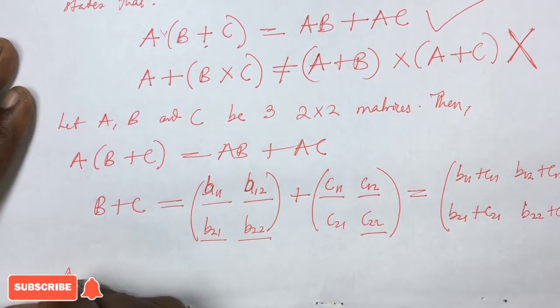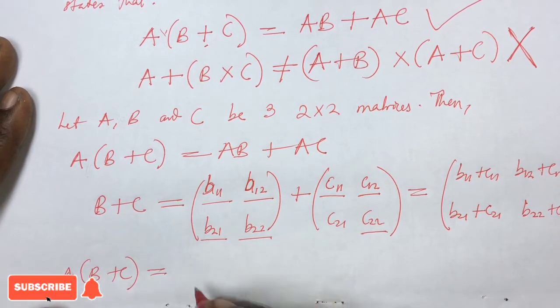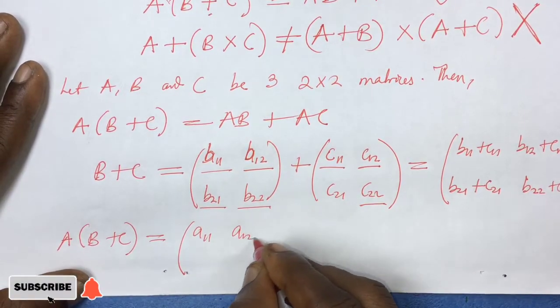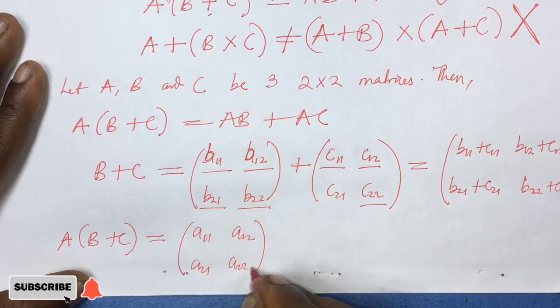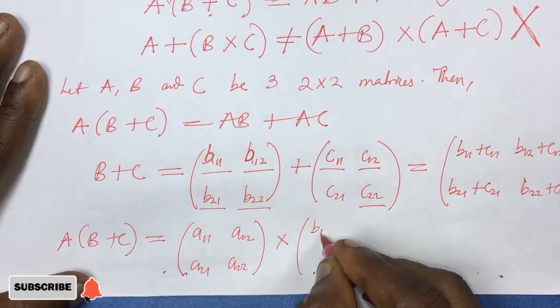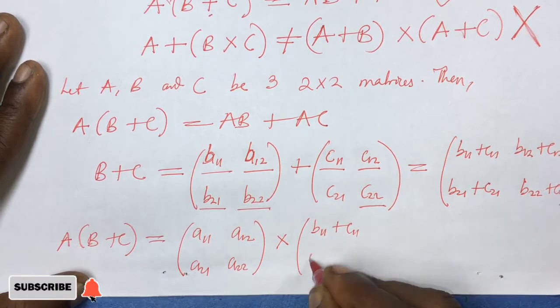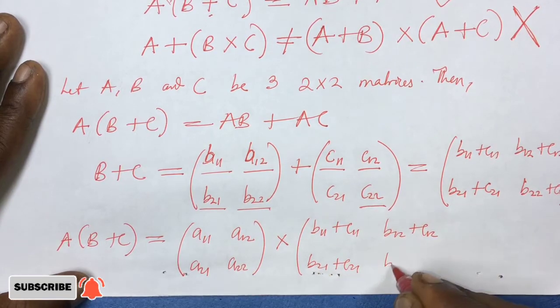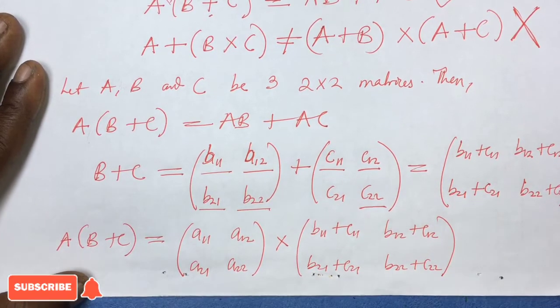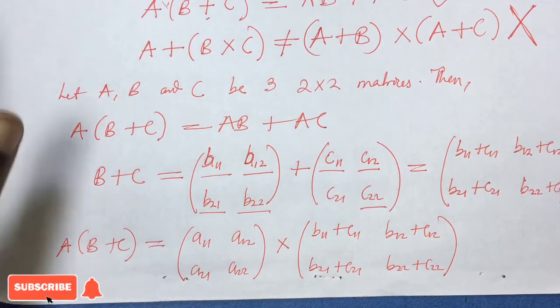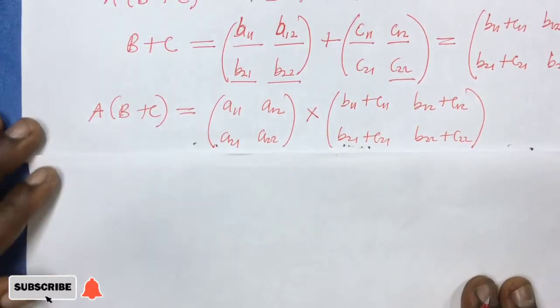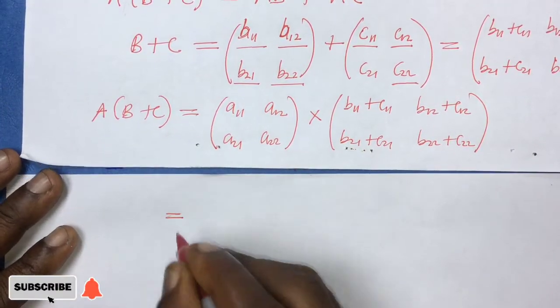Now, when you are done with doing that, use A to multiply the result of B plus C. That will be A, which is A11, A12, A21, A22, multiplying this result: B11 plus C11, B21 plus C21, B12 plus C12, and B22 plus C22. So what that will give you is this. So if we continue, let's see.